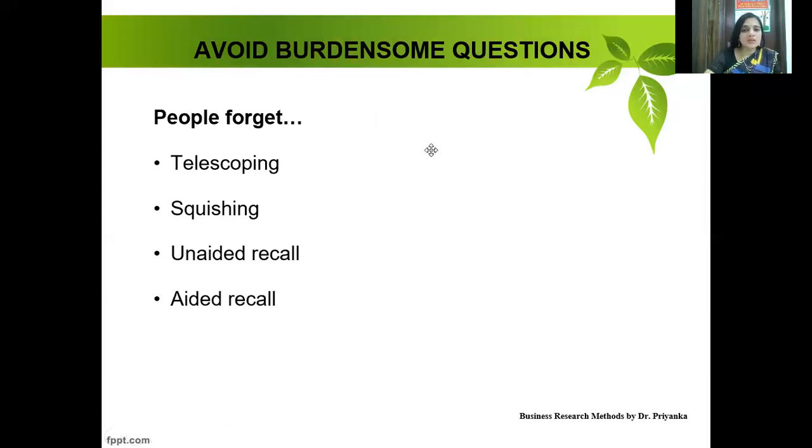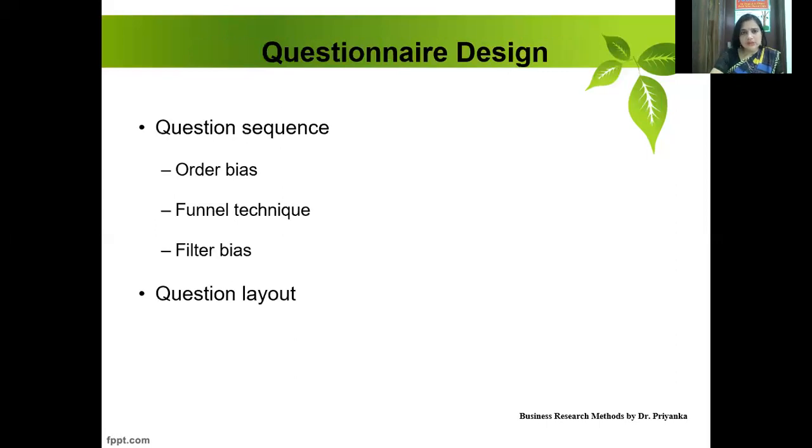Then avoid burdensome questions. Yes, these should be avoided. People forget: telescoping, squishing, unaided recall, and aided recall. So you should avoid burdensome questions. They can't recall each and everything on their own. Recalling something sometimes takes a lot of time, and then people get bored of the questionnaire, bored of the question-answer session, and they leave it in between. So you should take care of these as well.